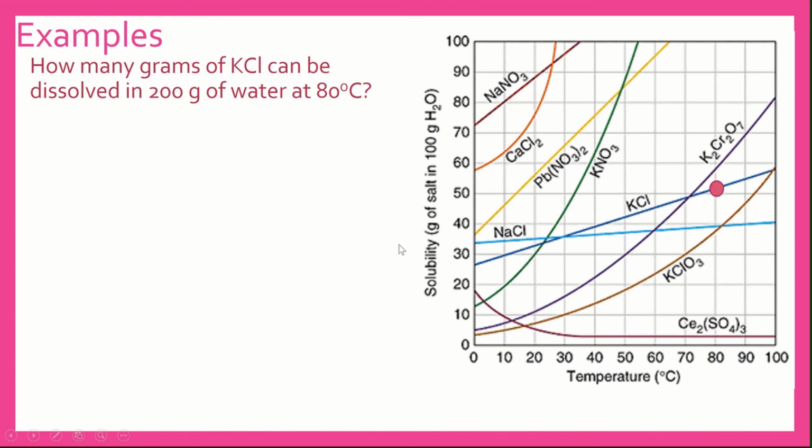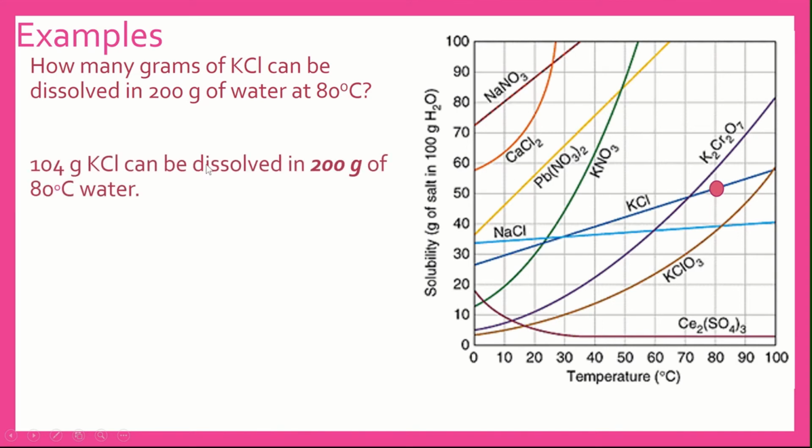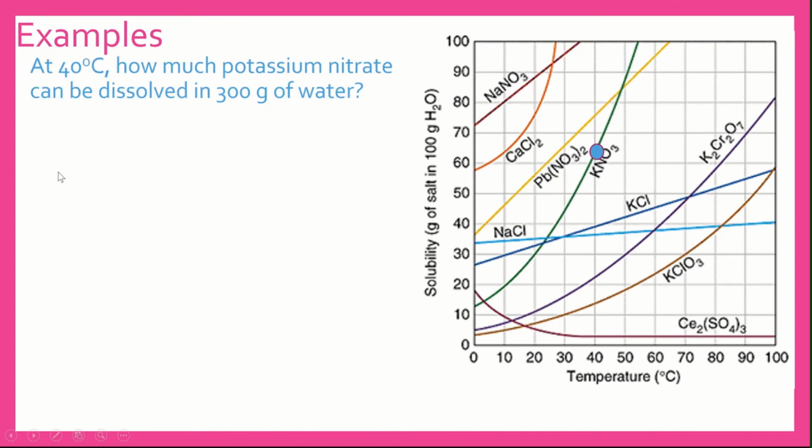Now here's the catch. It's 200 grams of water, not 100 grams. Remember, the graph over here shows us per 100 grams. Hey, that's not a problem. All we have to do is multiply the value we got by 2. I got about 104 total grams can be dissolved in 200 grams of water. Again, if it's 52 grams per 100 grams of water, if I double that, I get about 104 grams in 200 grams of water.